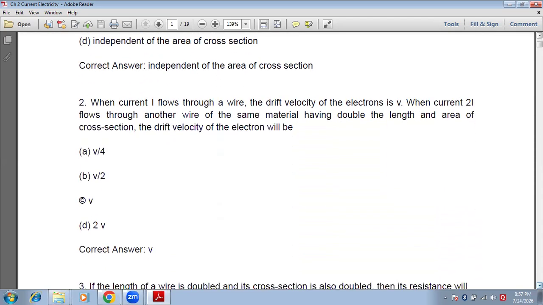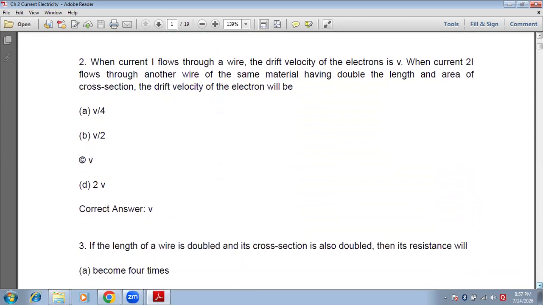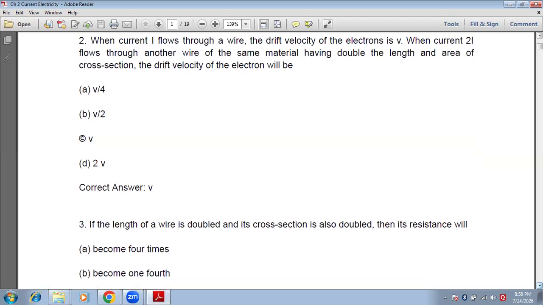2. When current I flows through a wire, the drift velocity of the electrons is v. When current 2I flows through another wire of the same material having double the length and area of cross-section, the drift velocity of the electron will be A. v over 4, B. v over 2, C. v, D. 2v. Correct answer, v.